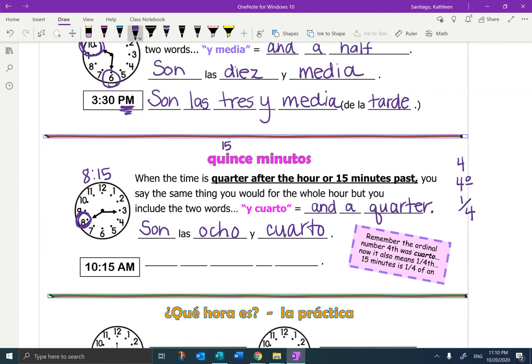Let's practice another one where it says it is 10:15. So we want to start by saying it is 10. So we're going to start with son las, and 10 o'clock is 10. Then we want to say and 1/4. Y cuarto. Son las 10:15.